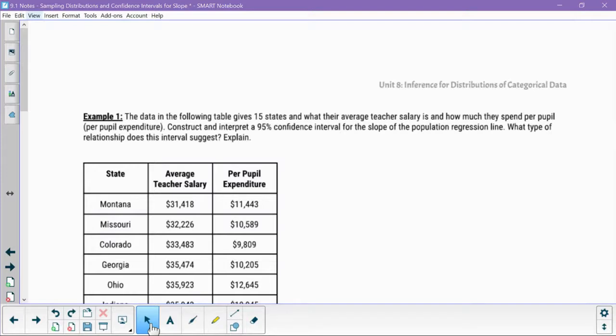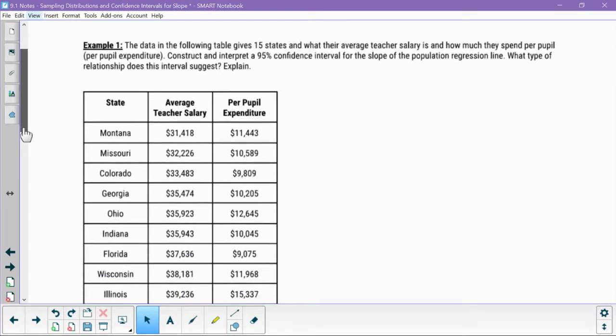So example 1, the data in the following table gives 15 states and what their average teacher salary is and how much they spend per pupil expenditure. Construct and interpret a 95% confidence interval for the slope of the population regression line. And what type of relationship does this interval suggest? Explain. So we have a couple of things to do.